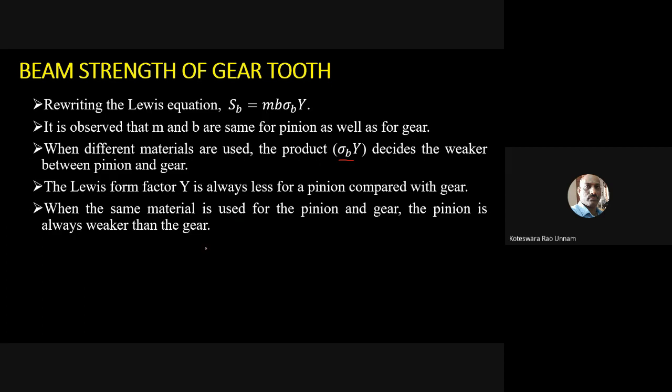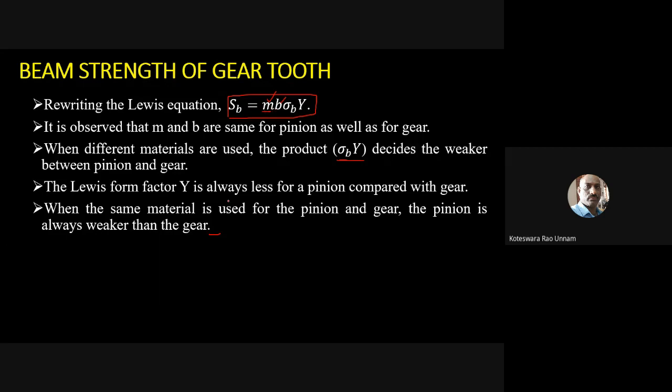So that is the procedure. Now, how can we design it? I decided the pinion is the weakest one of the two. Here we calculated only the beam strength. So how can I design? That means how can I find these values: what is the value of m, what is the value of b? Design is nothing but finding out the module. So how can I find the module?